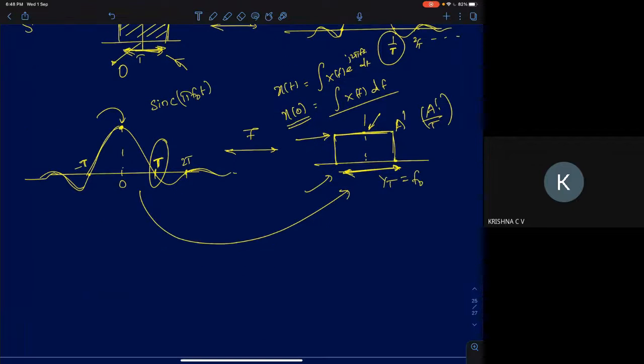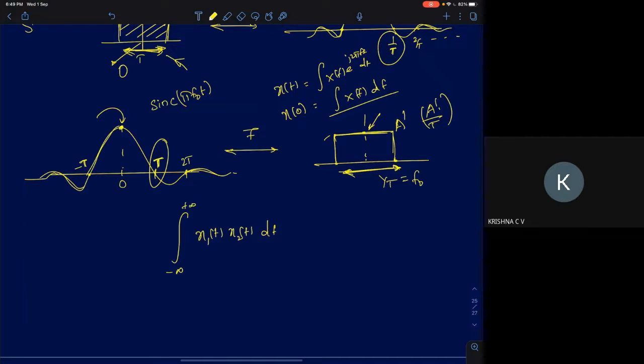Now, the interesting thing here is that we'll discuss a very important property. It's called Parseval's theorem, or a slightly more modified version. So let's say you have two signals x1 and x2. Then if you find their inner product, the integral of x1 into x2, I'm assuming they both are real, this integral will be exactly equal to, in terms of their Fourier transforms, x1 of f into x2 of minus f df.